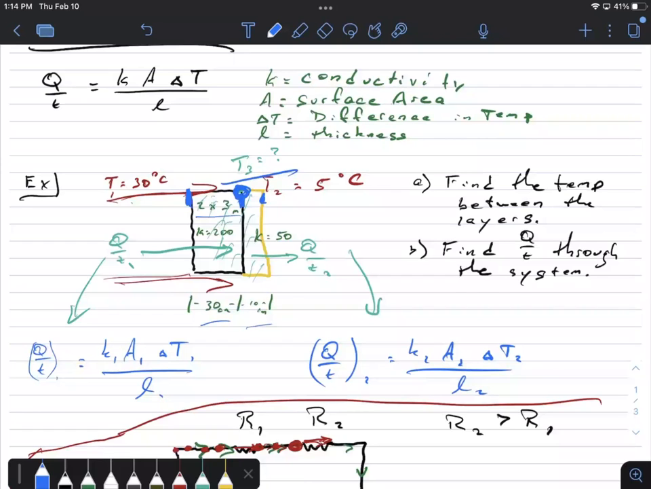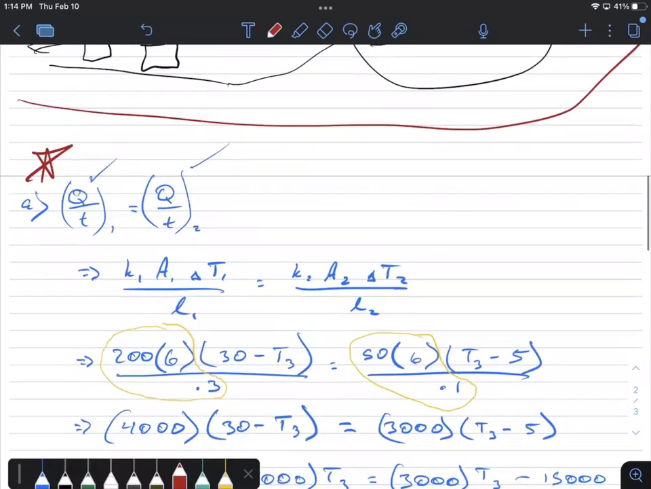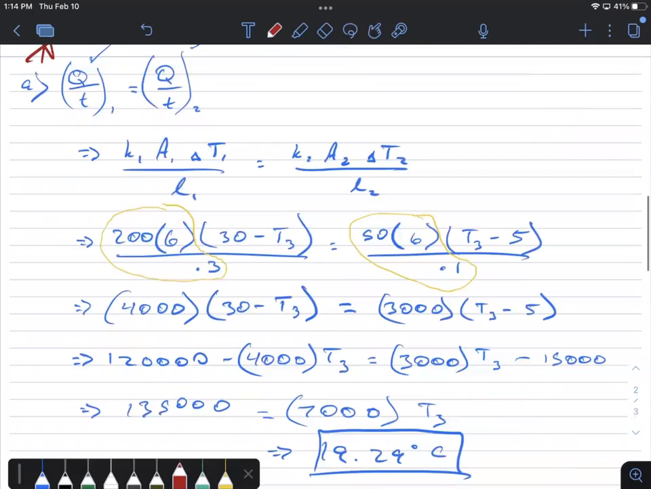So the heat transfer rate through layer 1 must be equal, which is what this says, to the heat transfer rate through layer 2 because they're together. So I replace Q over T with the equation for the first layer on the left, second layer on the right. From there, I plug in my numbers given from the problem, and eventually T3 is going to be an unknown in my problem. So I do the algebra, whatever algebra I want to do, as long as it's legal, to calculate the value of T3.